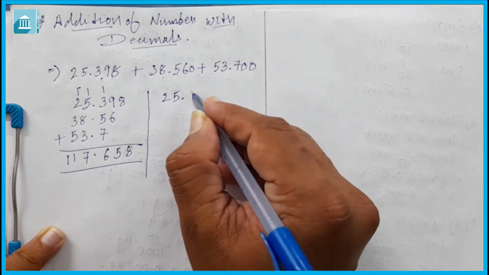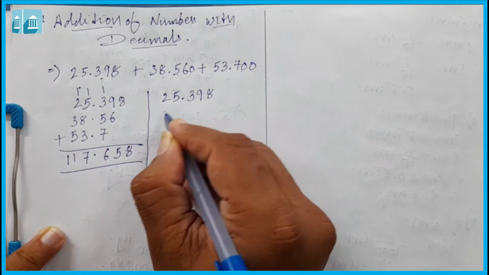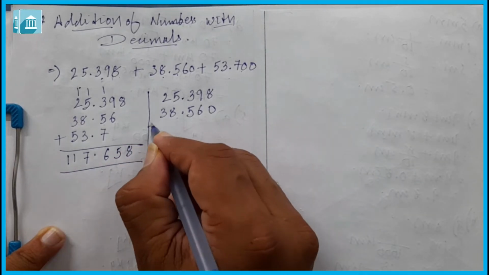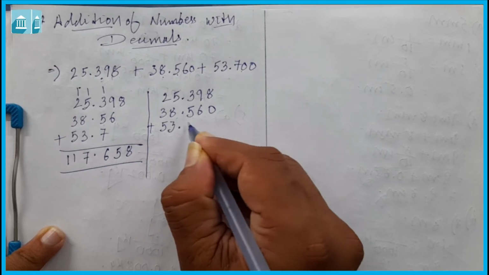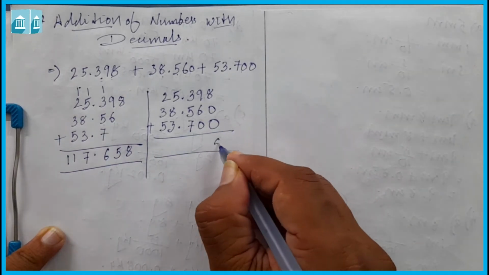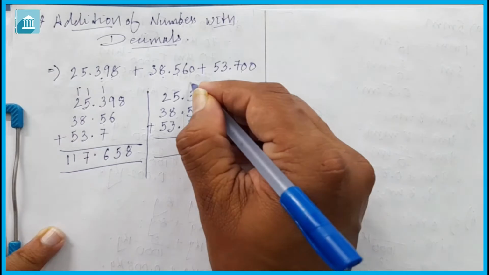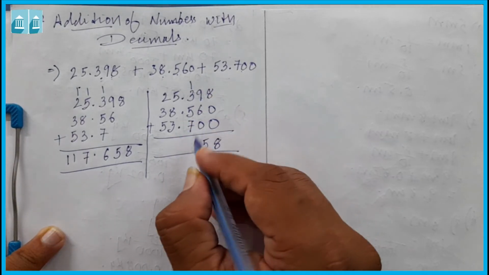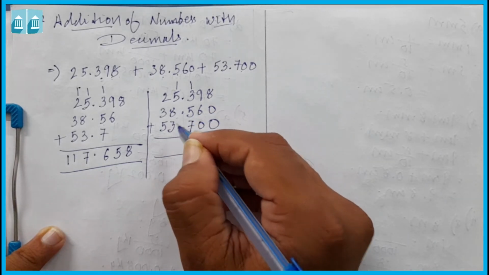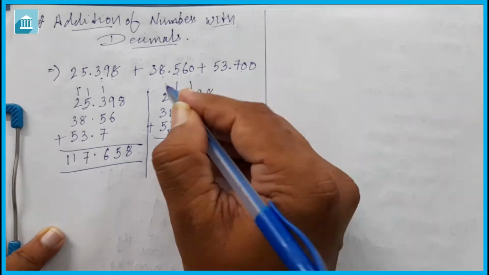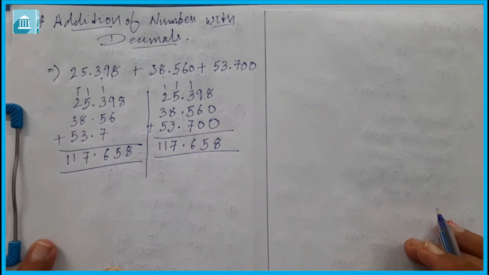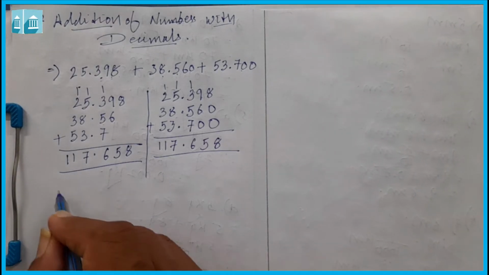So again 25.398, 38.560 plus 53.700, and then we need to add it. So 8 plus 0 is 8, 9 plus 6 is 15, 5 here, 1 carried. 4 plus 5 is 9, plus 7 is 16. 6 plus 8 is 14, plus 3 is 17, so 7, and the decimal point will be here. Then 3 plus 3 is 6, plus 1 is 11, so 117.658. Both answers are the same, but don't be confused.